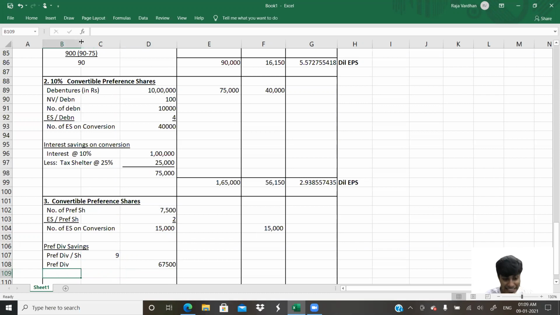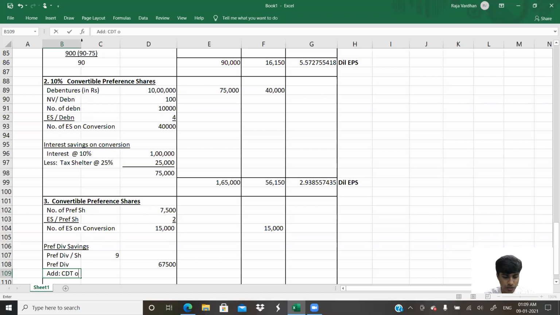But it doesn't stop there. If there was preference dividend given, then you would have to pay corporate dividend tax or dividend distribution tax. Because these preference shares are getting converted to equity shares, now you need not pay them preference dividend. If you need not pay them preference dividend, you need not pay corporate dividend tax or dividend distribution tax also. You get that? So that will be also addition in savings.